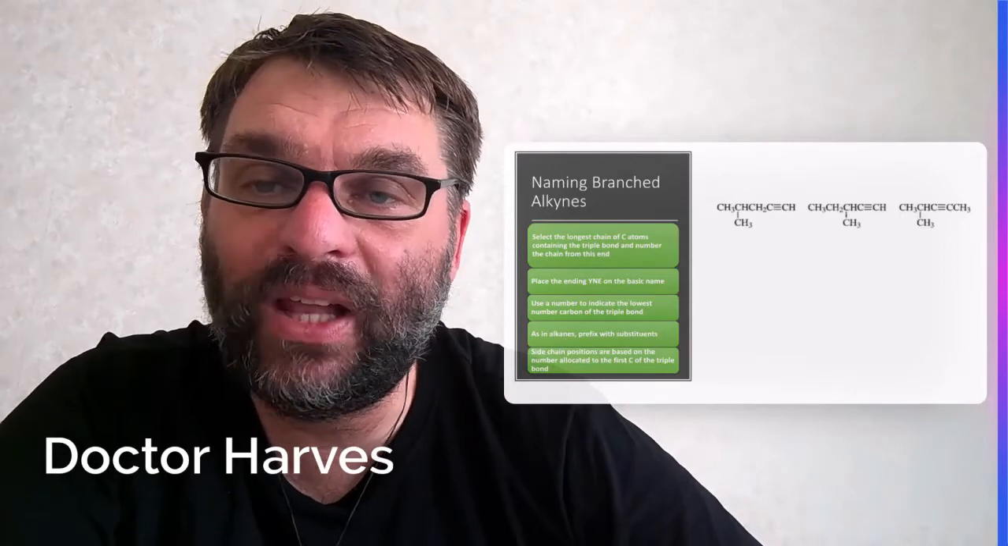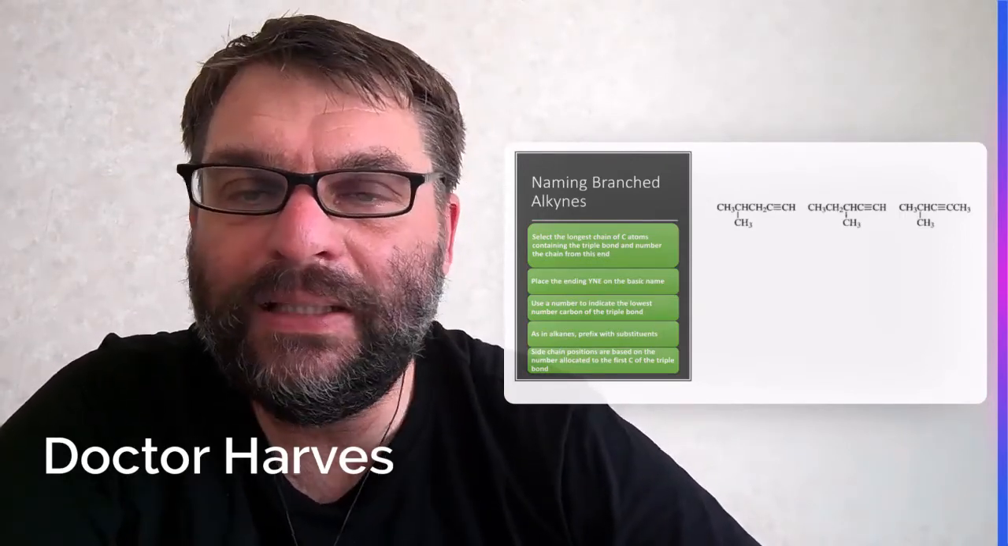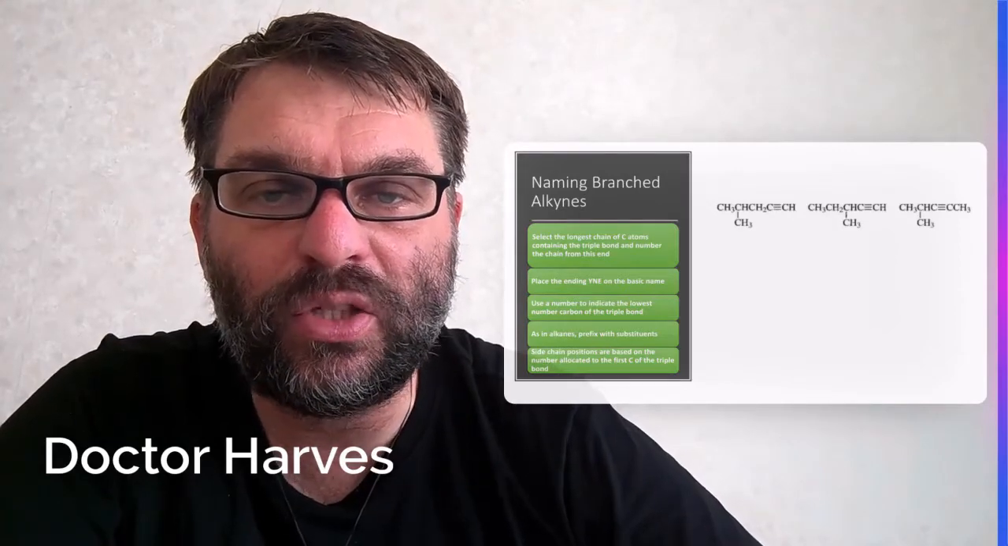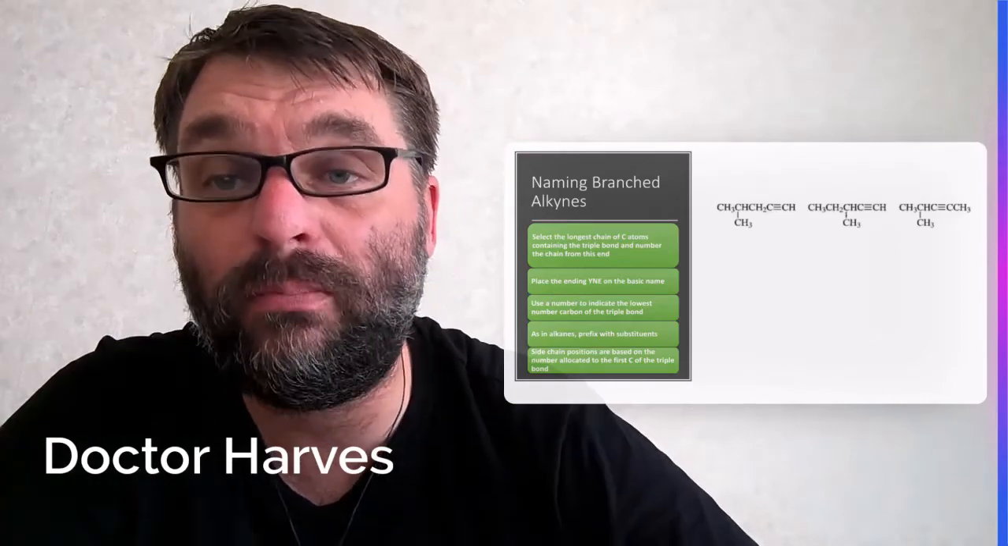Okay, and as with alkanes and alkenes, the prefix will be the substituents, and then the side chain position is essentially based on the number allocated from the first carbon with that triple bond.